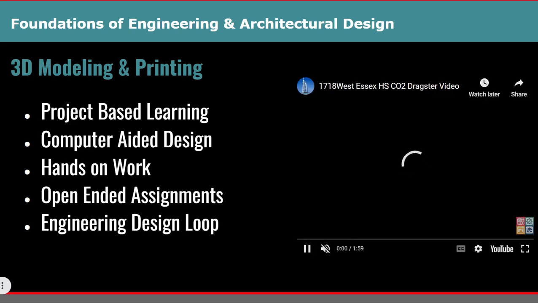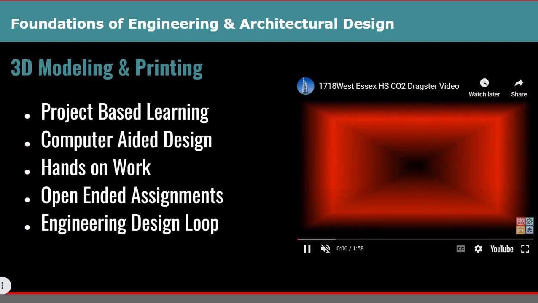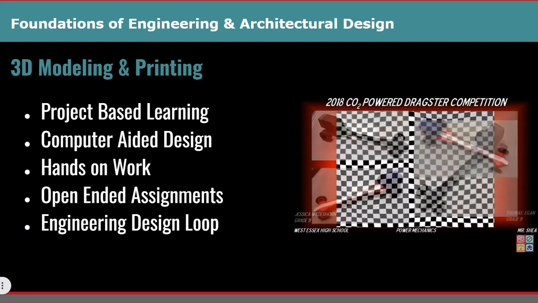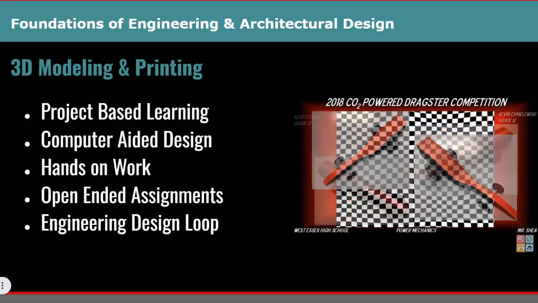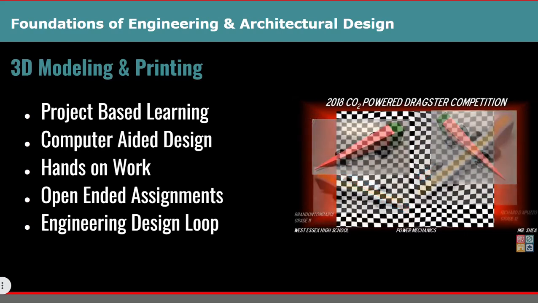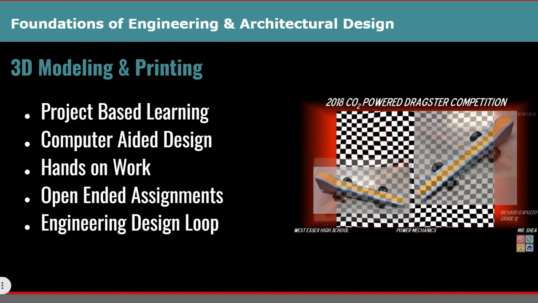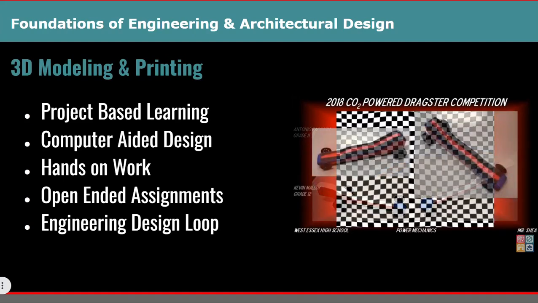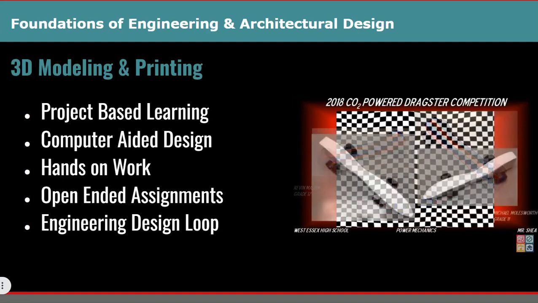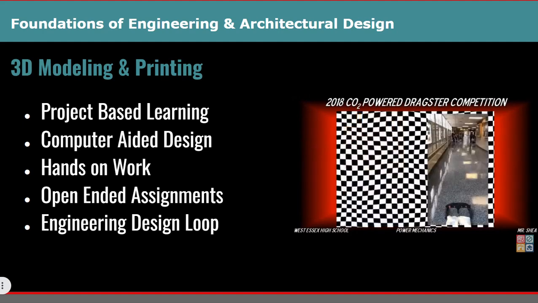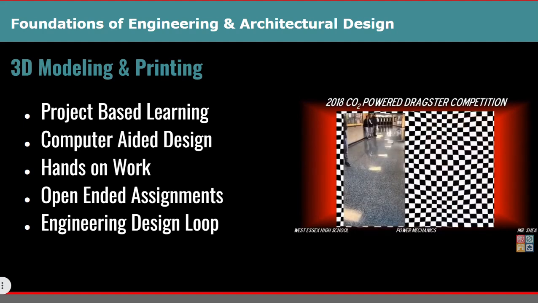In the fourth marking period, we move on to the hands-on part of the class, the engineering design part. We do the CO2 dragster project, and that lasts the entire marking period. So we focus on project-based learning, computer-aided design, hands-on work, the things that we've been doing all along, except for the hands-on work. Open-ended assignments. Essentially, I'm telling you to design a dragster, but I'm not telling you how to design it. So you get to figure that out, and you get to design it the way that you think is best, following that engineering design loop to create the best project you possibly can.